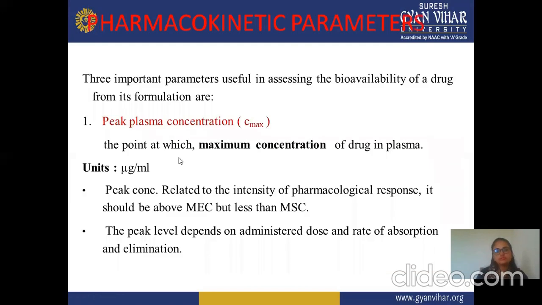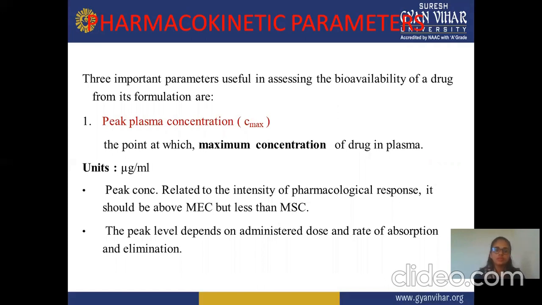Next are the pharmacokinetic and pharmacodynamic parameters. Now we discuss the different parameters involved. The first is the peak plasma concentration, or Cmax. It is the point at which the maximum concentration of the drug in plasma is reached, meaning how much maximum drug is available in the plasma.